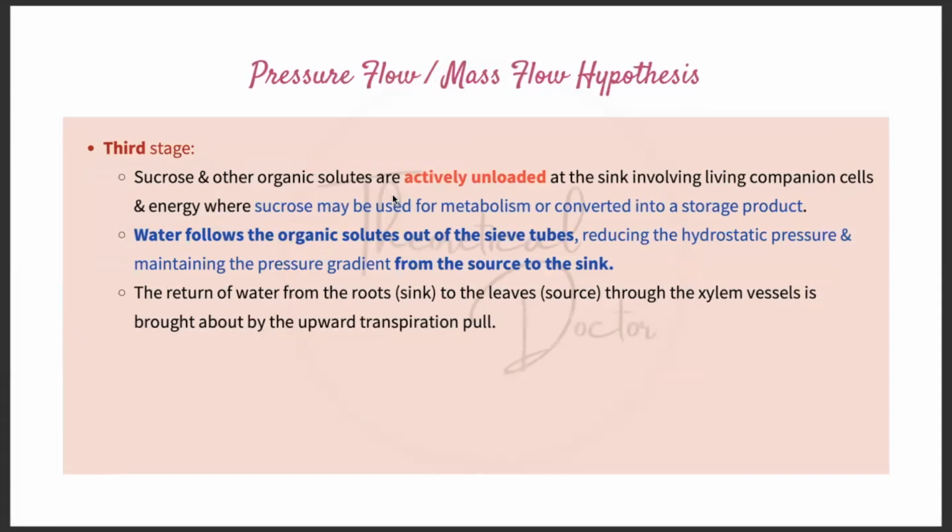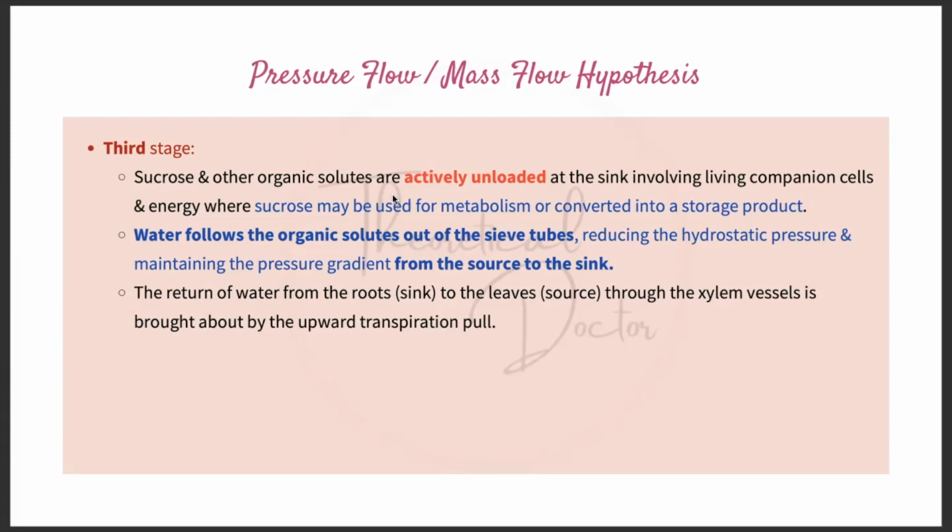So sucrose and other organic solutes are actively unloaded at the sink, involving living companion cells and energy, where sucrose may be used for metabolism or converted into a storage product. So when sucrose is being loaded into the phloem sieve tube, it uses ATP. When it is unloaded, when it is removed from the sieve tube at the sink, ATP is also involved. So to put in, you need ATP. To remove, you also need ATP, and the rest will just flow passively, which is the water.